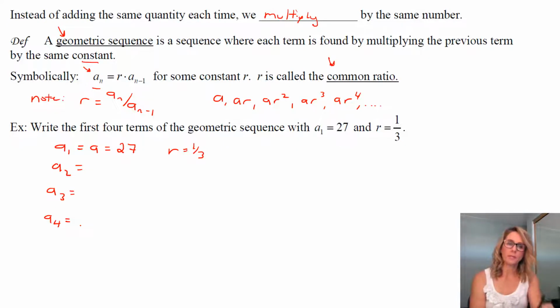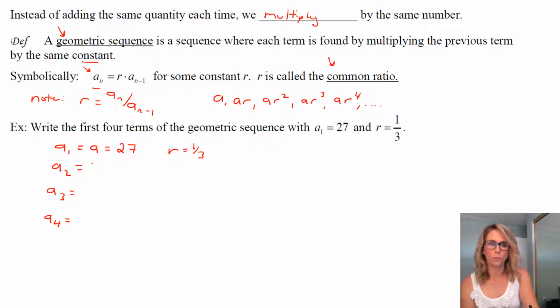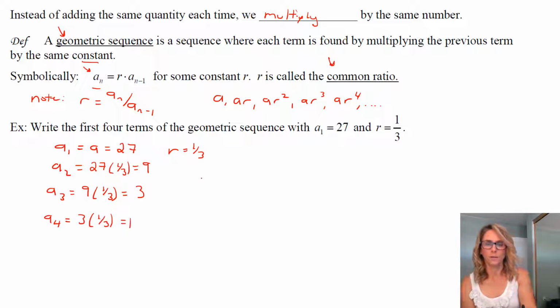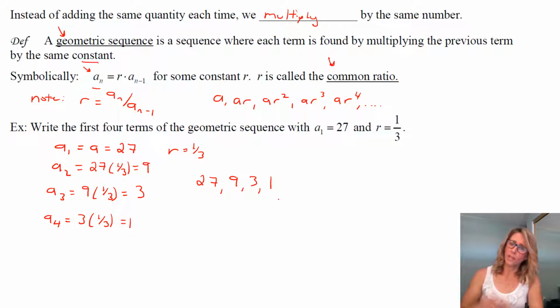We'll just use that previous term. So a sub 2 will take a sub 1, our a, times 1/3. And so there's our second term. Now we'll take that second term, multiply it by 1/3. Again, you can pause if you want to get these on your own. And here we are, and there. So the first 4 terms of this sequence are 27, 9, 3, 1. And of course that does continue. We just found the first 4 terms like we were asked.